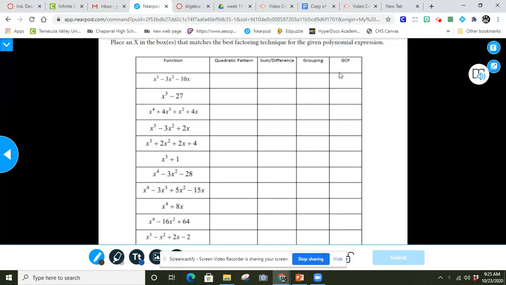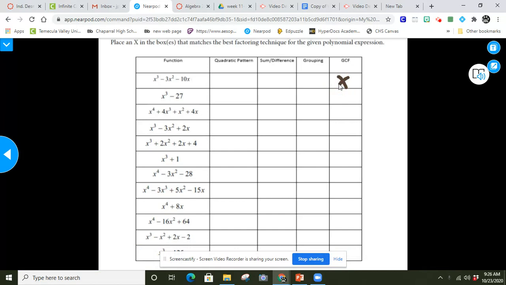Now with GCF, sometimes it's all you can do, but sometimes you do GCF and one of the other ones follows. But for some of these, we will have more than one box checked. So the first thing you should always check for is GCF. Okay, do they all have something in common? In this first one, yes, they all have an X in common. So GCF is going to be checked off.